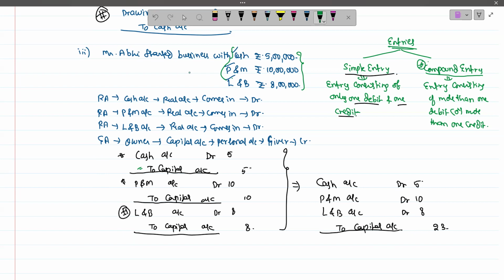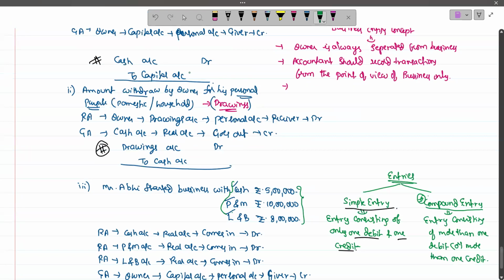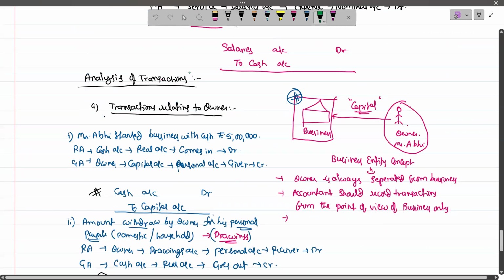So entries are classified into two types. One is a simple entry and another one is a compound entry. A simple entry is nothing but the entry consisting of only one debit and only one credit. A compound entry is nothing but an entry consisting of more than one debit or more than one credit, called as what? Compound entry.